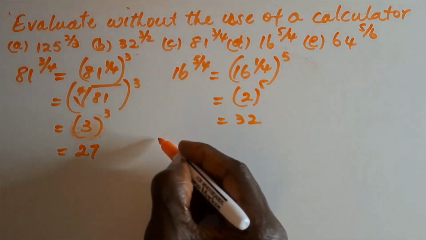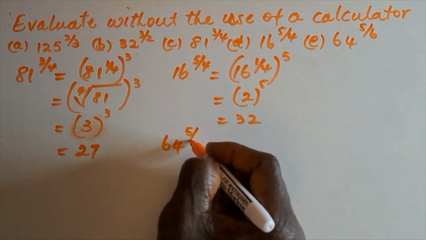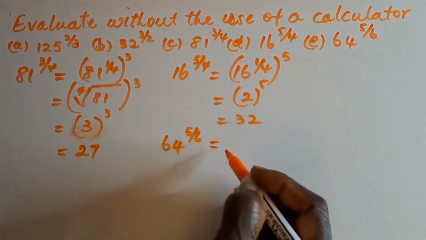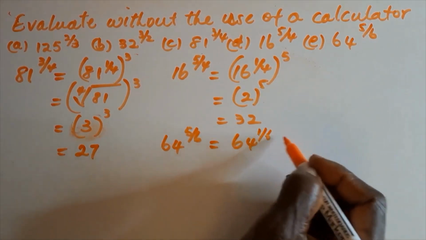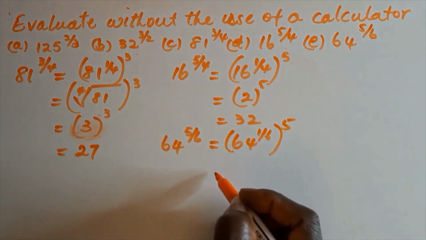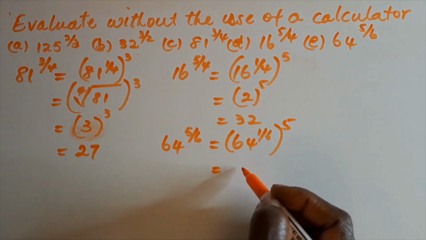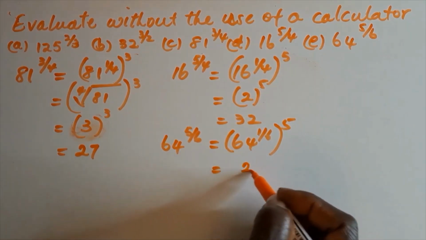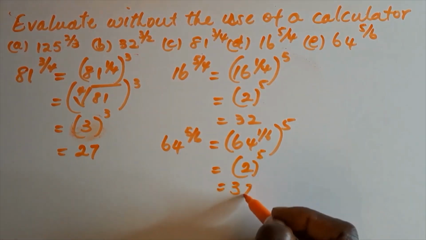And next we have 64 raised to the 5/6. This is the same as the 6th root of 64, and raise that to the 5th power. The 6th root of 64 is 2, and 2 raised to the 5th power is 32.